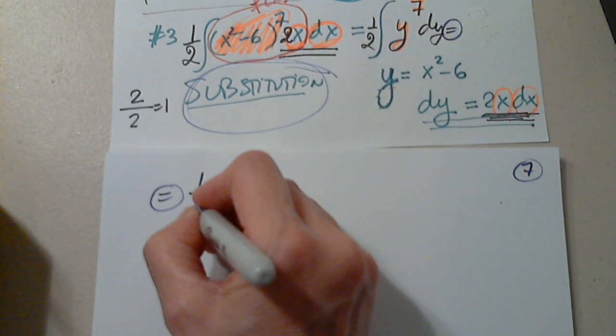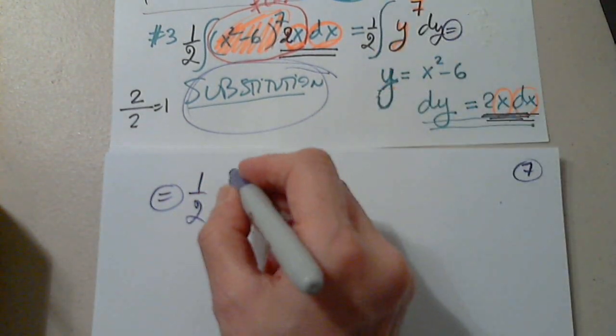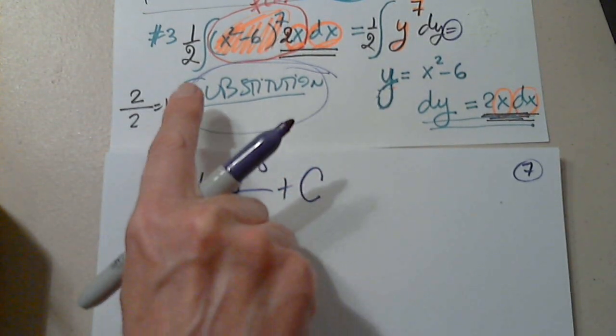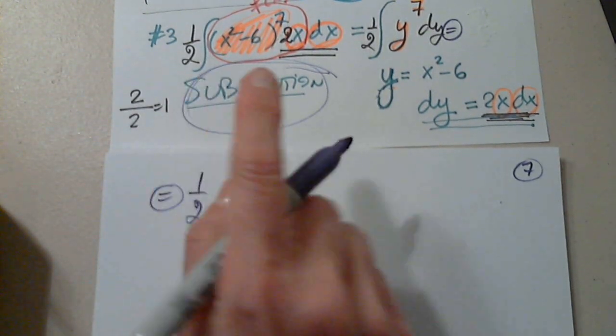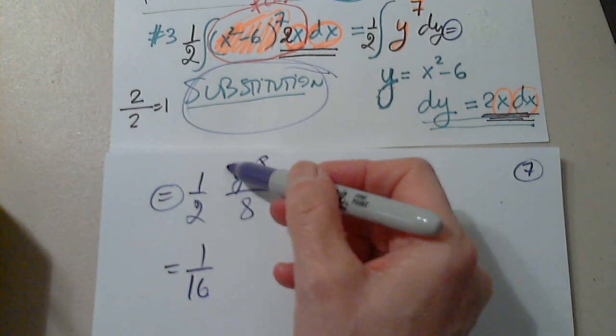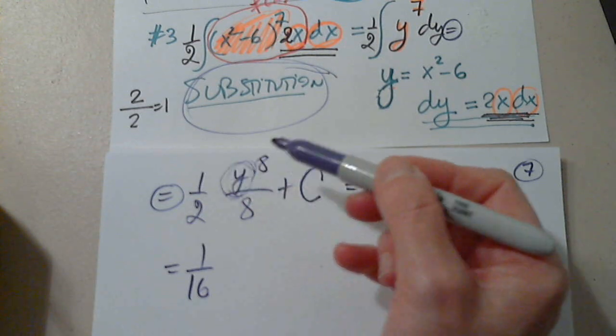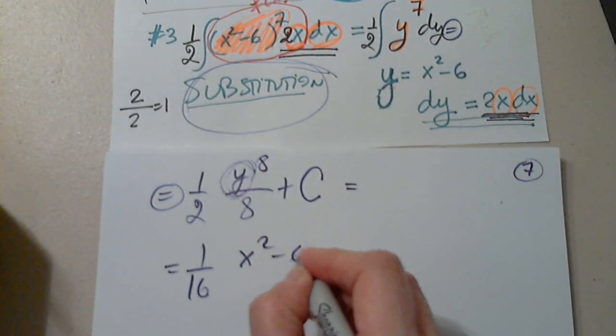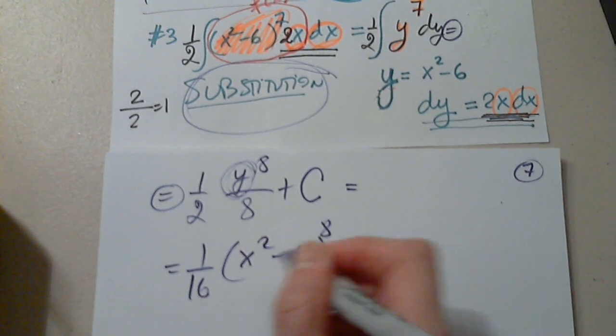Which means 1/2 in front. y to the 7th means y to the 8th divided by 8 plus a constant c. Do not forget, this is an indefinite integral. So this is the same with 1/16, but now I have to go back. I have to replace y by x squared minus 6. Done.